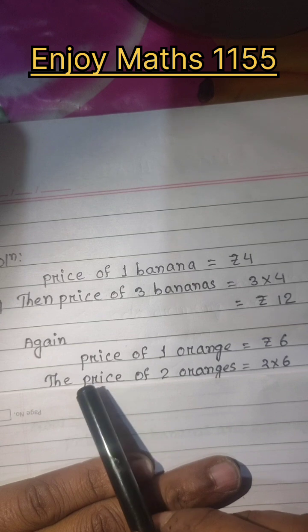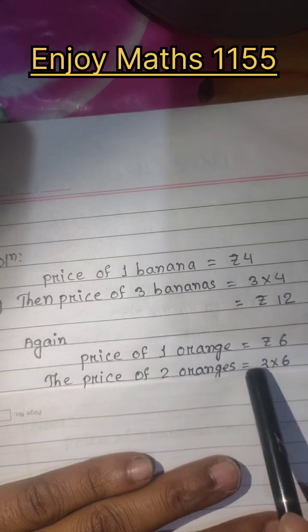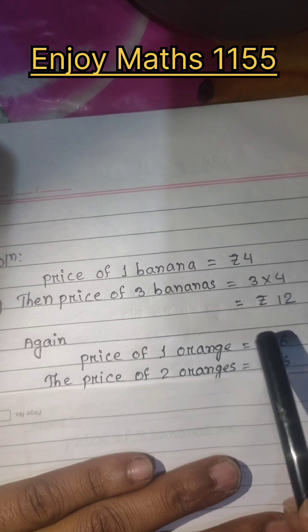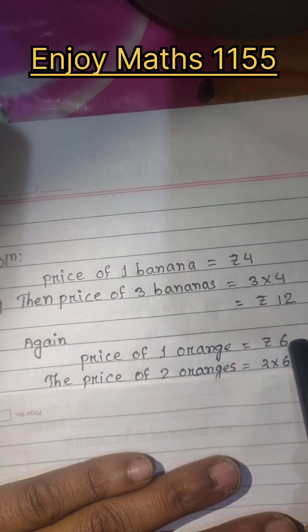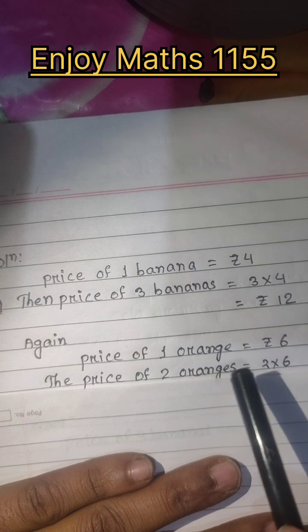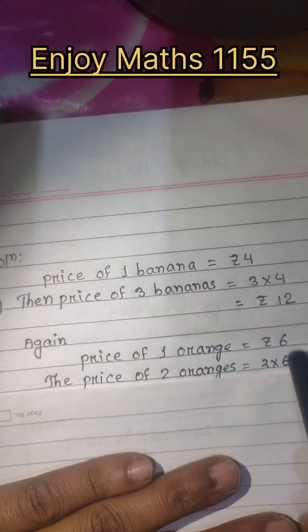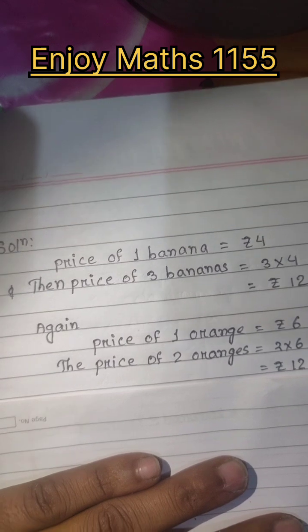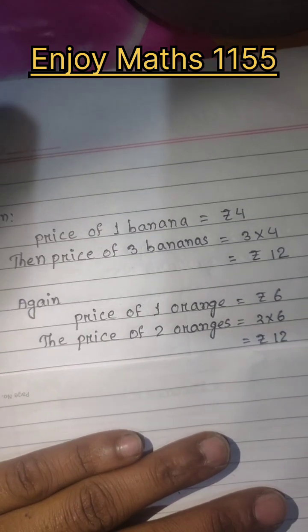See, the price of 2 oranges will be 2 into 6, because the cost of one orange is how many rupees? 6 rupees. That means we have to find the cost of 2 oranges. So 2 into 6 will be how many? 12 rupees. That means how much money does he have to pay? That means we have to do plus.